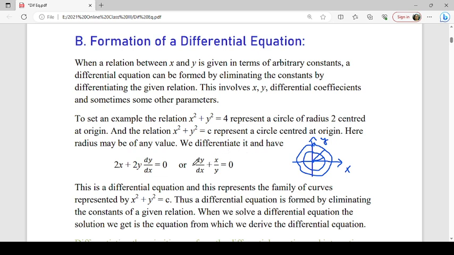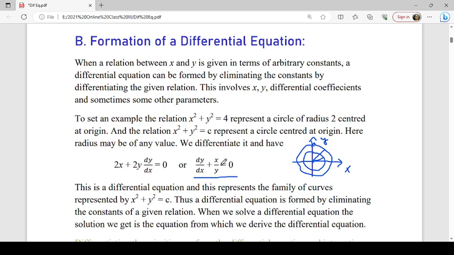So if we differentiate this, then this c will go. d/dx of x square is 2x, d/dx of y square is 2y, because we are doing it with respect to x, so it is dy/dx, and this is equal to 0. So our equation is this. What you see is that this is a differential equation, and it represents this family of circles.